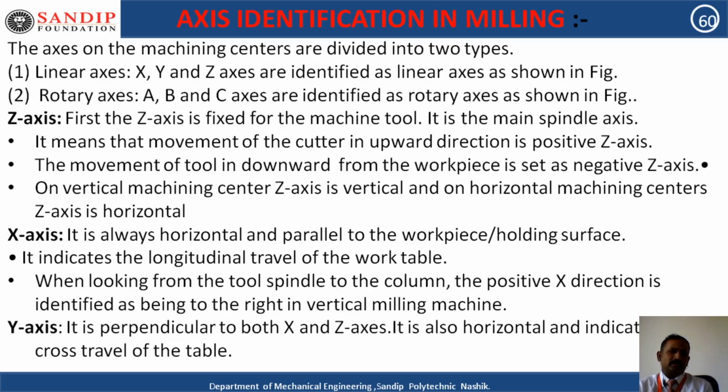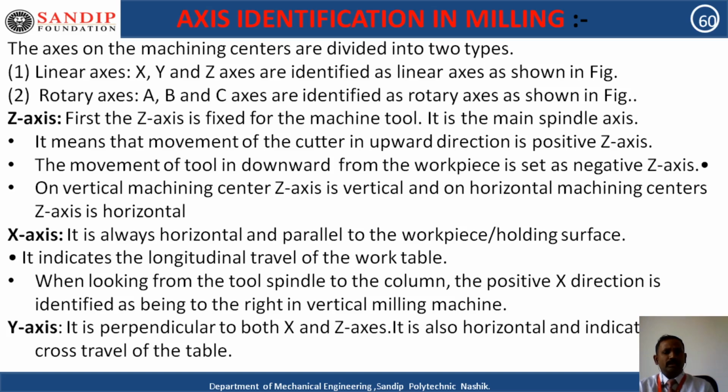So the Z axis, first. Z axis is fixed for a machine tool. It is shown in the spindle axis. Always the rotary motion of the spindle is called the Z axis. Movement of the cutter in the upward direction is positive Z axis, and in the downward direction there is a negative Z axis. In a vertical machining center, the Z axis is vertical. On a horizontal machining center, the Z axis is horizontal. So whatever the rotary axis, that is called the Z axis.